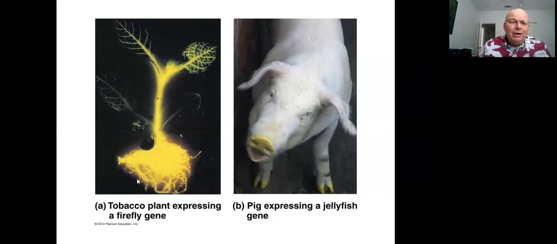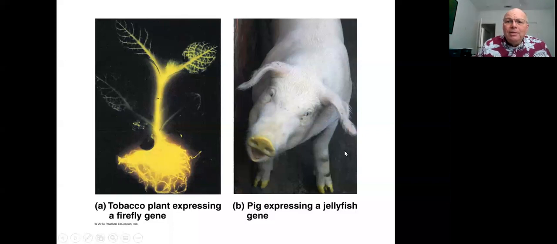And so here's a tobacco plant that contains the enzyme luciferase, which is the enzyme that is used by the firefly to generate the light that it produces in the cells in the tail. And so because every cell in this tobacco plant contains the luciferase, it actually glows in the dark, just like a firefly.